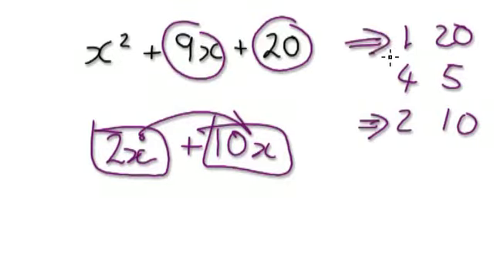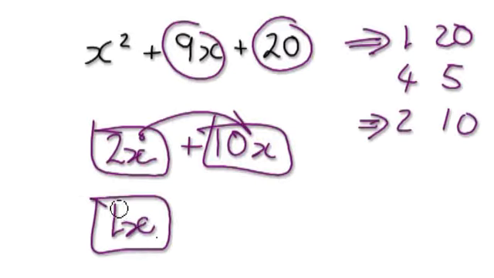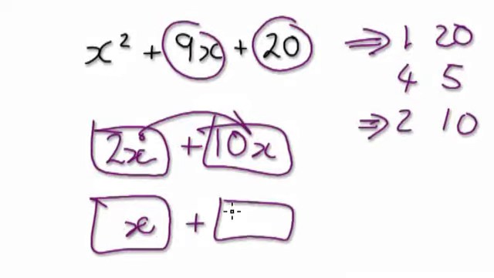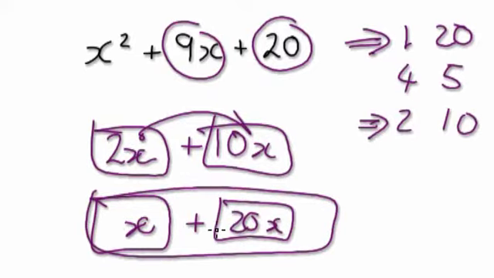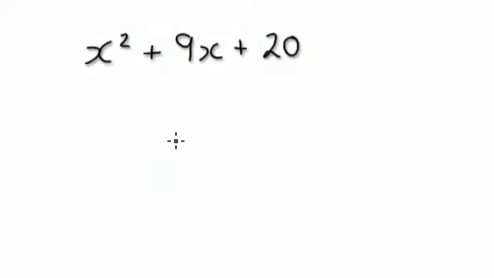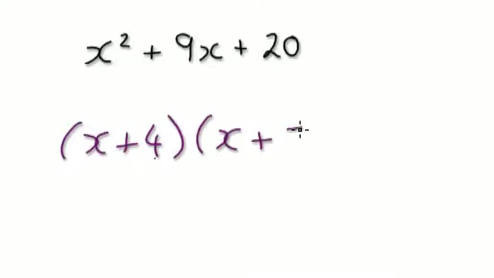Well, if you try it with 1 and 20, you're going to get 1x, but we won't bother writing the 1, and then plus 20x. When you merge these two together, it will give you 21x. Again, we only need 9. It turns out that we need a 4 and a 5. Hang on, we're going to need x plus 4, and then x plus 5.